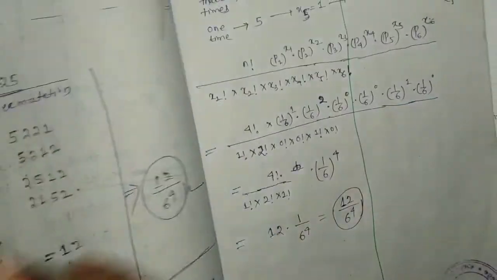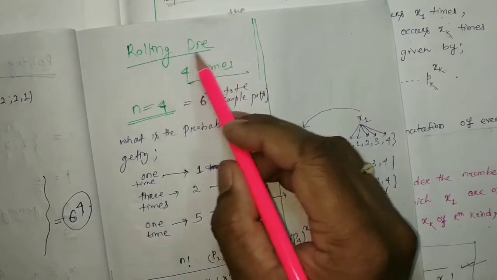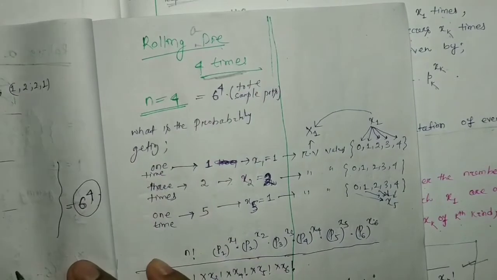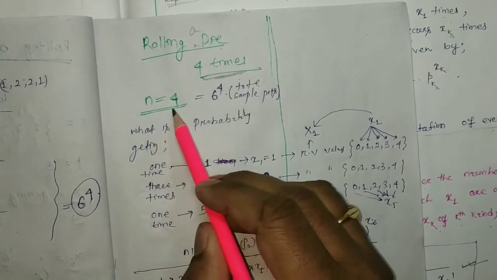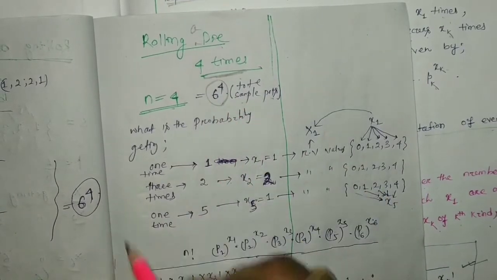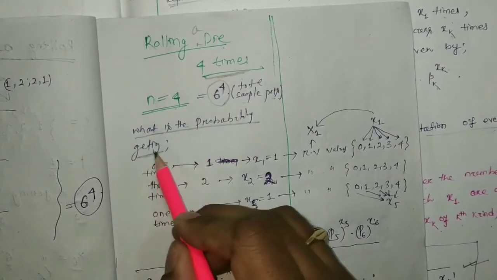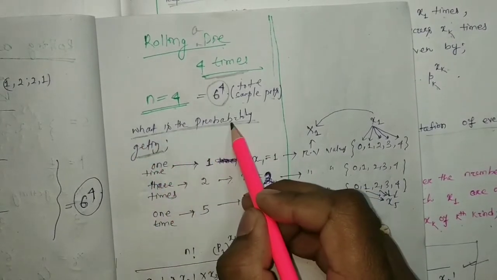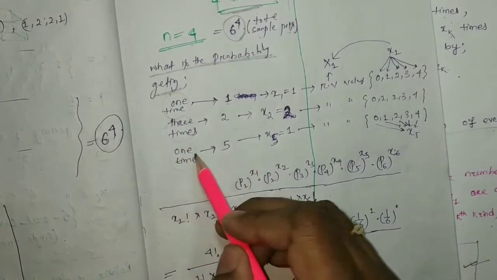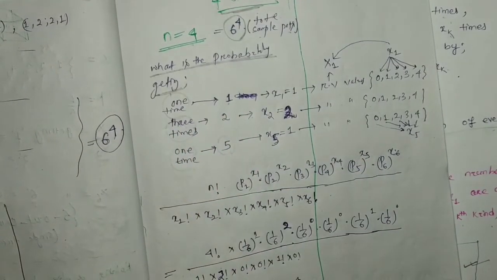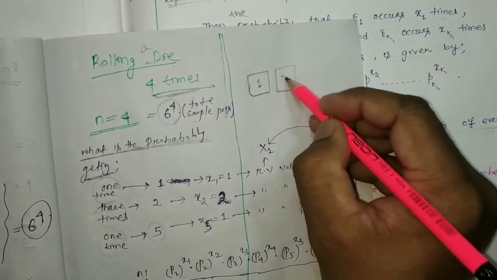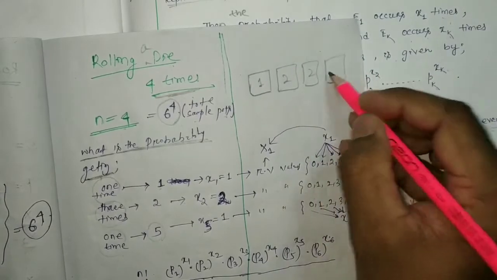Okay, now we have to consider rolling a die 4 times. So 4 times means n equal to 4, and the total number of sample points will be 6 to the power 4, right? And what is the probability? See, what we intend to find out is getting 1 time 1, 2 times 2, and 1 time 5.